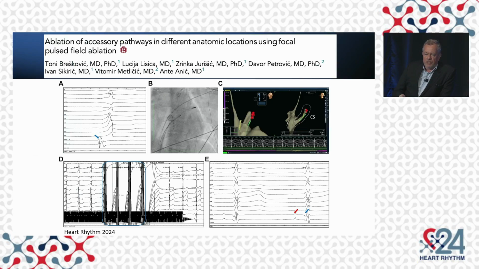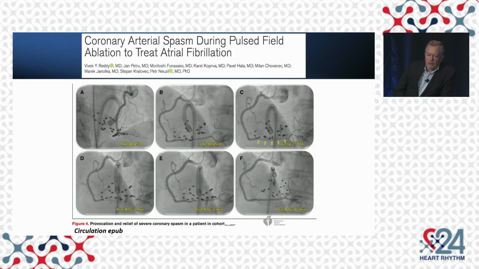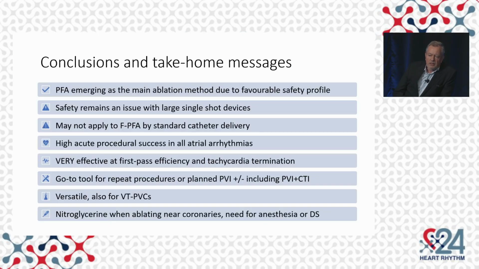I want to switch quickly to another application from Ante Anic's lab. You can use this for accessory pathway ablation, particularly elegant from the CS, just 1 catheter, no need for a transseptal or retrograde approach. So coronary vasospasm remains an issue also with this version of the technology, but I think it's a concern more than a complication at this point.